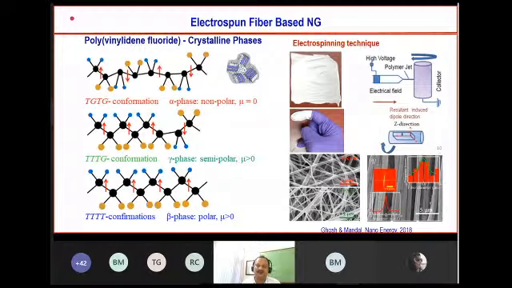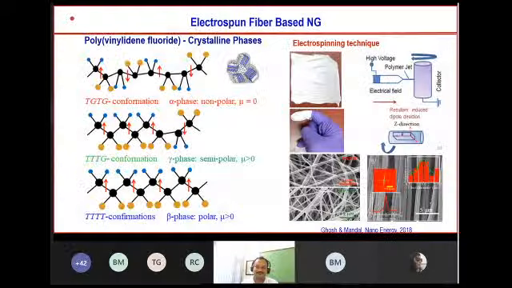There are some other parameters also. If we change the tip and collector distance, then we can change the fiber morphology as well. We can also use some additives to make the porous fiber as well. So this is all about the electrospinning technique.